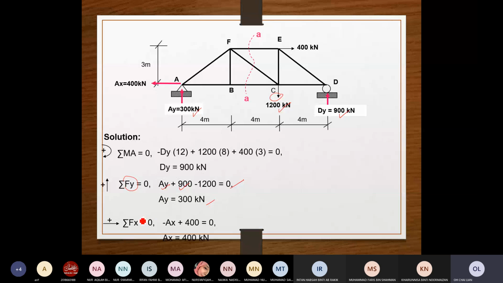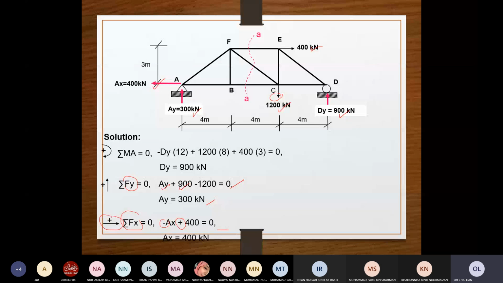And similarly for summation Fx, now you're looking at the horizontal direction. So you need to identify which will be included in your equation. This is horizontal, Ax. This is horizontal, 400. So negative Ax because going to the left, and positive because going to the right is what you have assumed. So you can solve for your Ax.